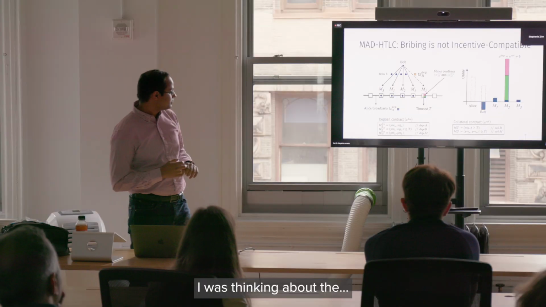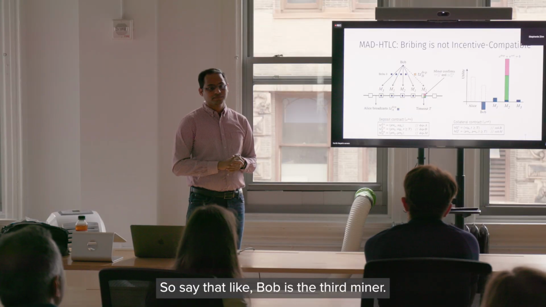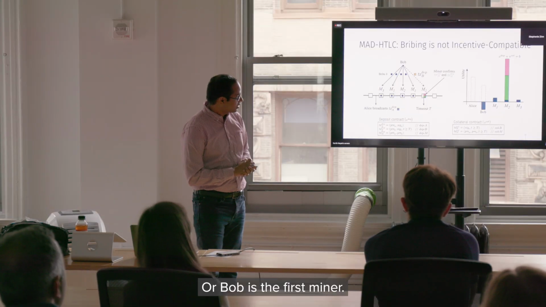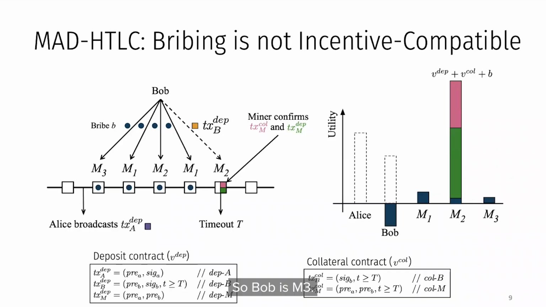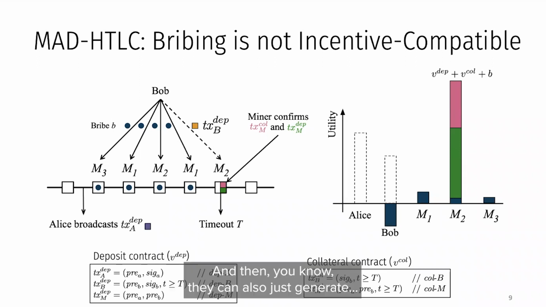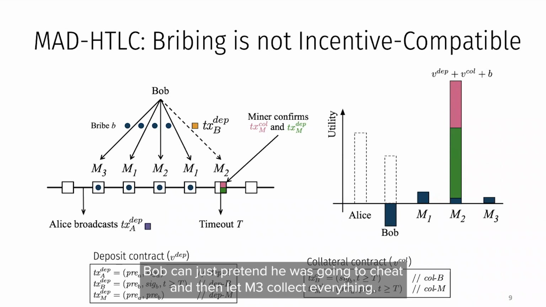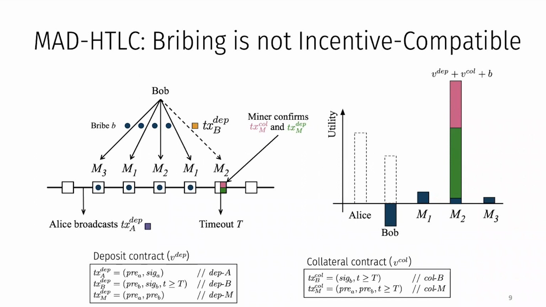Sorry, I was thinking, say that Bob is the first minor. Okay, Bob is M3. Then they see Alice's pre-image, and then they can also just generate, like you have the third case, the deposit for M. Bob can just pretend he was going to cheat, and then let M3 collect everything. Sure, I think that is possible.